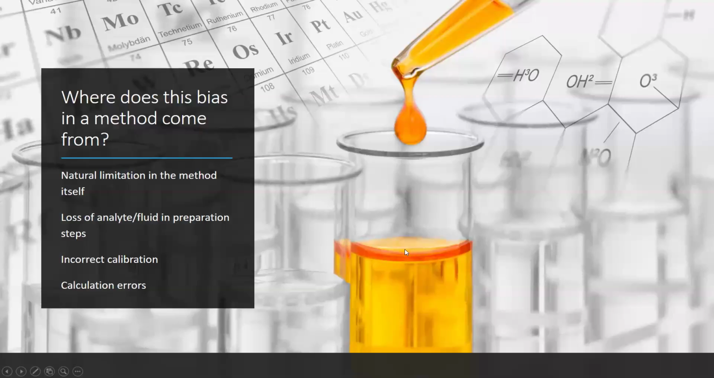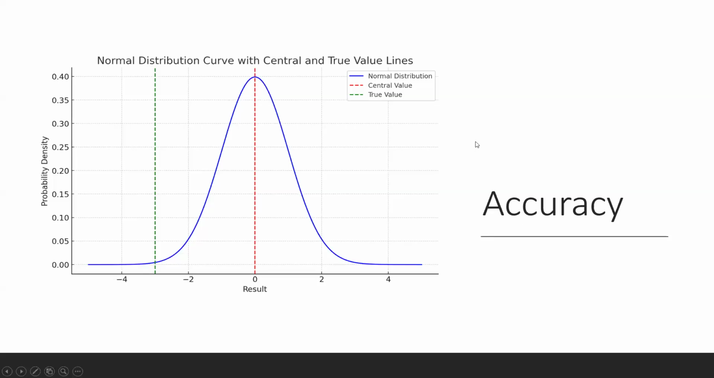Now, where does bias in a method come from? It might be a natural limitation in the method itself, it might be a loss of analyte or fluid in the preparation steps, it might be due to incorrect calibration, and it might be due to calculation errors. So accuracy is often poorly described, but it's simply how close a measured value is to the true value. So it's dependent on both the precision and the bias of the analytical method.